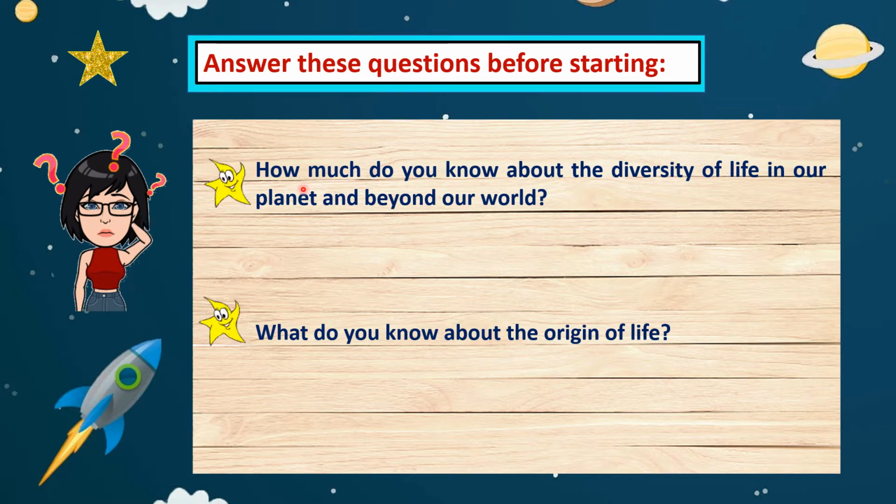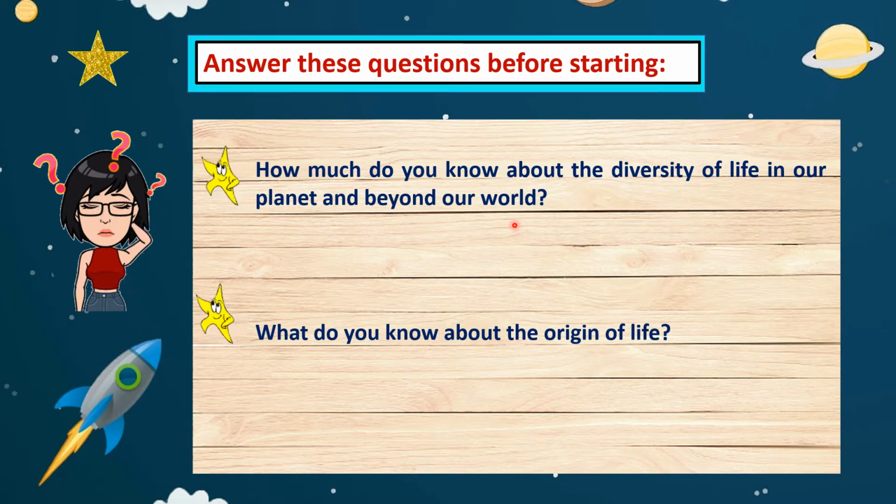First one. How much do you know about the diversity of life in our planet and beyond our world? In this first question, you have, in Spanish, ¿qué es lo que tú sabes acerca de la diversidad de la vida en nuestro planeta y más allá de nuestro planeta? So you're going to answer this question according to your own idea. You're going to write down your thoughts about the diversity of life in our planet, and you're going to imagine how it would be beyond our world.